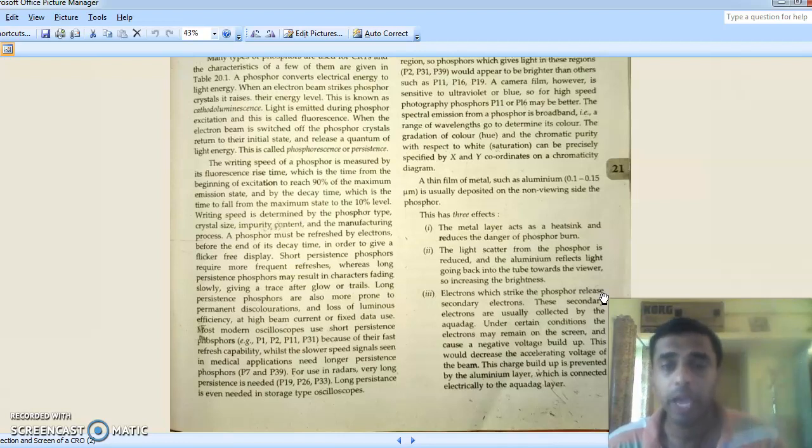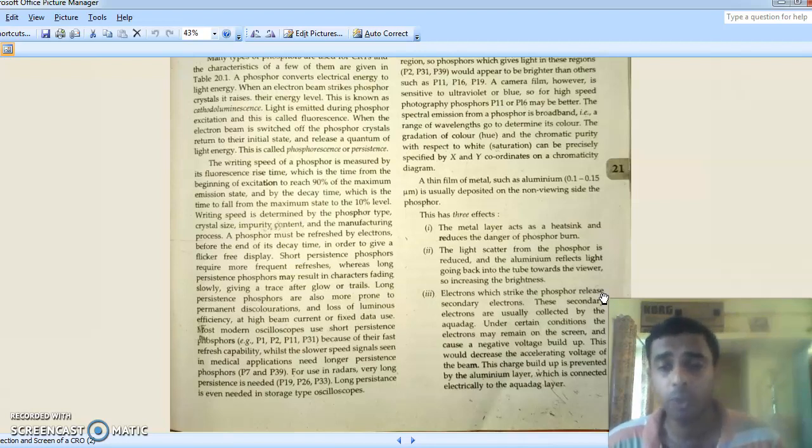That is one thing. The other thing is that when an electron beam hits the screen, light may scatter. The luminous energy produced will get scattered. So the aluminum will collect such scattered light and reflect it back to the screen. That will act as a reflector, and that increases the brightness of the screen. That is the second thing.